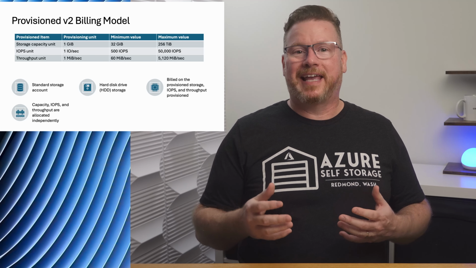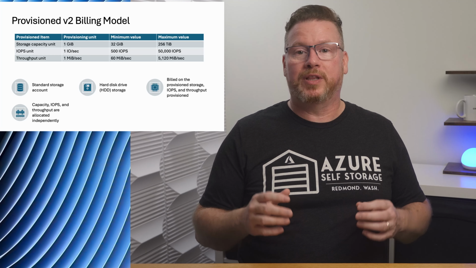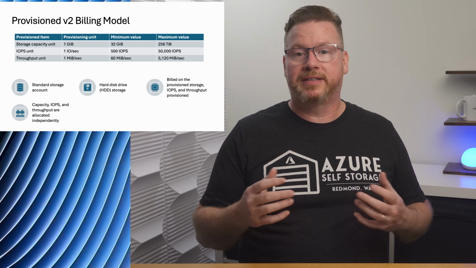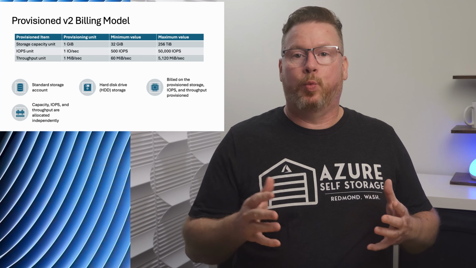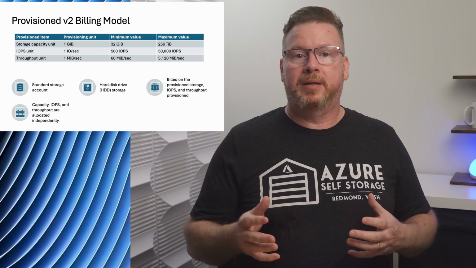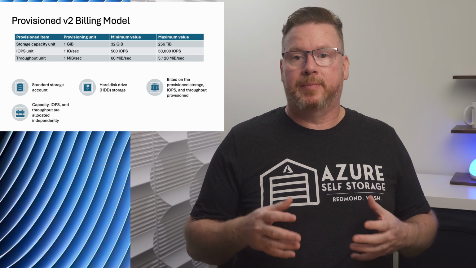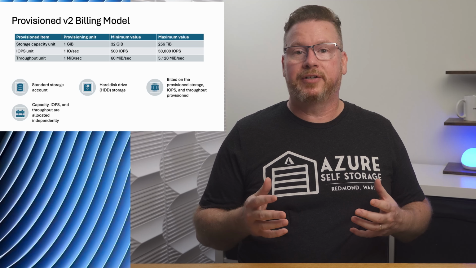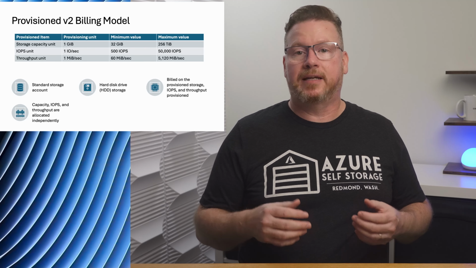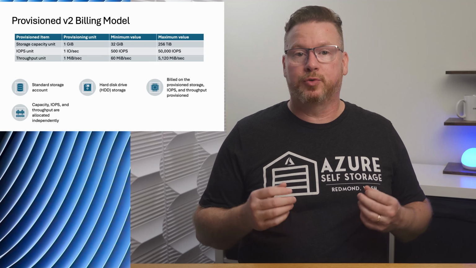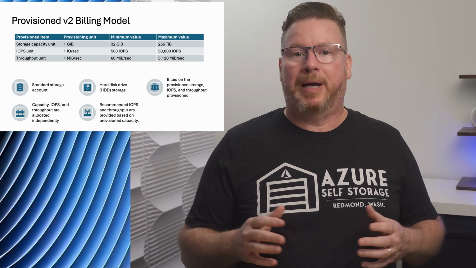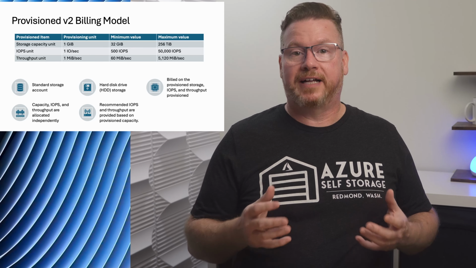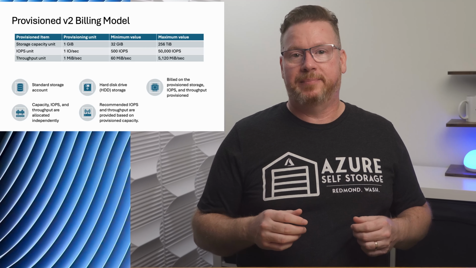Storage capacity is allocated in 1 gigabyte increments with a minimum of 32 gigabytes and a max of 254 tebibytes. IOPS are added in 1 IOP increments with a minimum of 500 and a maximum of 50,000 IOPS. And throughput can be changed in 1 megabyte increments with a minimum of 60 and a maximum of 5,120 megabytes per second. Microsoft will provide recommended IOPS and throughput when a new v2 file share is created. These values can be modified.